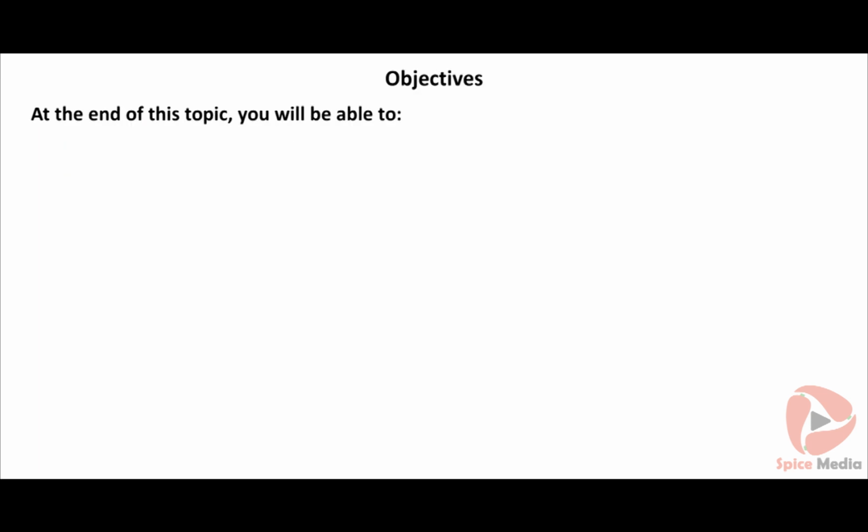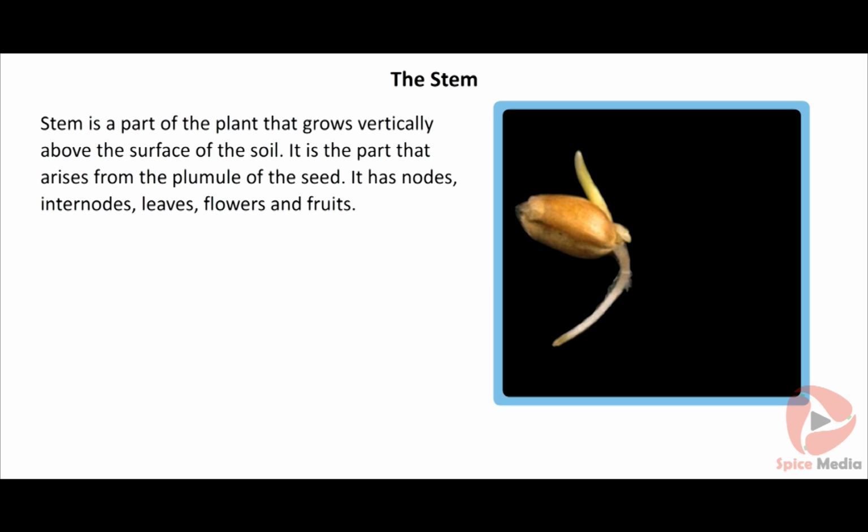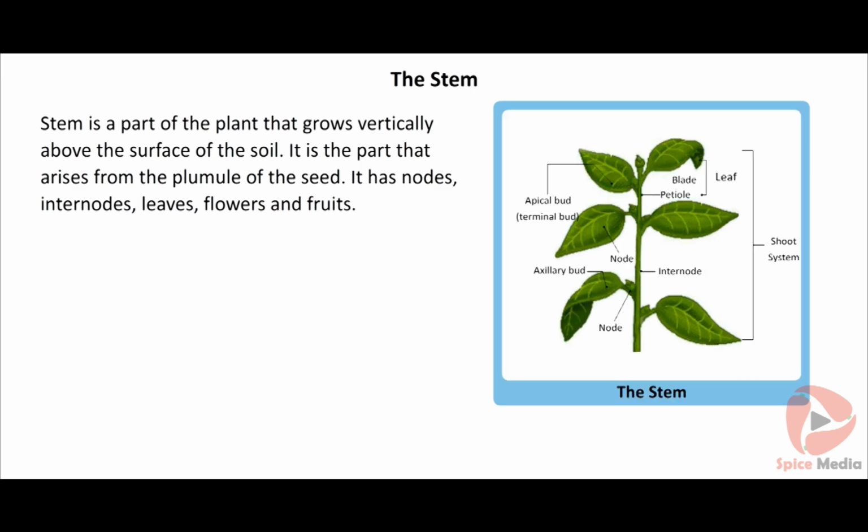At the end of this topic, you will be able to discuss the shoot system and list down the functions of the shoot system. The stem. The stem is a part of the plant that grows vertically above the surface of the soil. It is the part that arises from the plumule of the seed. It has nodes, internodes, leaves, flowers and fruits.